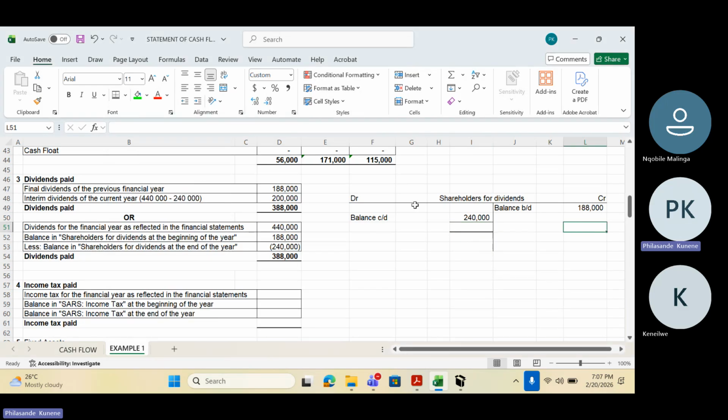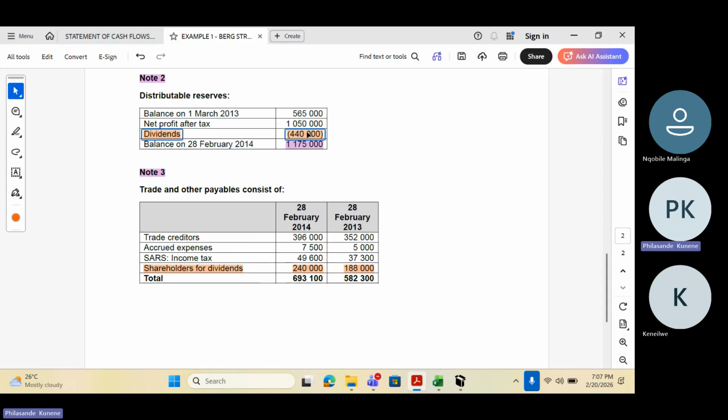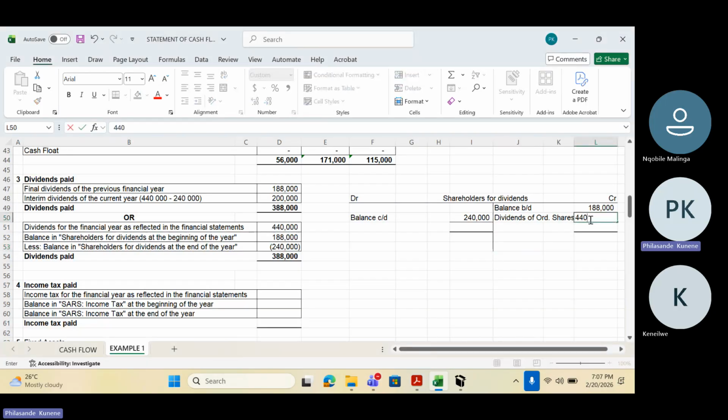Then on this side, I'm going to have dividends on ordinary shares. So how much am I going to have? The total of dividends on ordinary shares is going to be 440,000. I'm going to record my 440,000 rands this side, right?